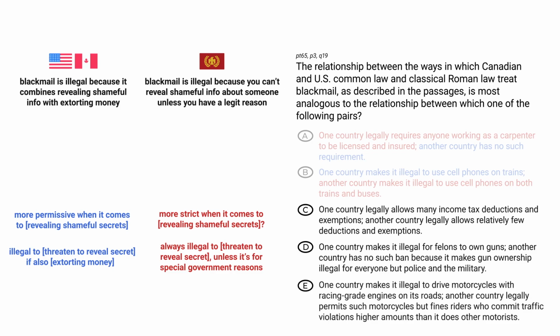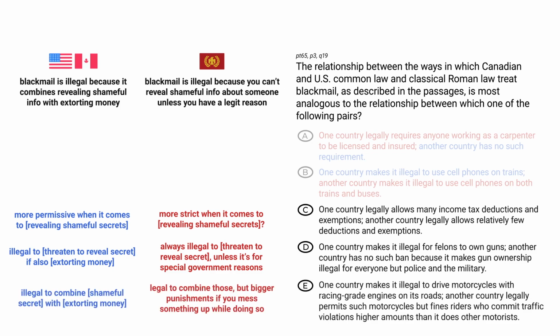The first half of E kind of has a similar vibe, that it would be illegal to combine motorcycles with racing grade engines, just like it's illegal to combine revealing people's shameful secrets with extorting money out of them. But then that would mean that Rome makes it legal to tell people's secrets. They just fine people when accidents happen. That doesn't sound at all like Rome. Rome is saying, no, it is generally illegal unless you've got a special circumstance.